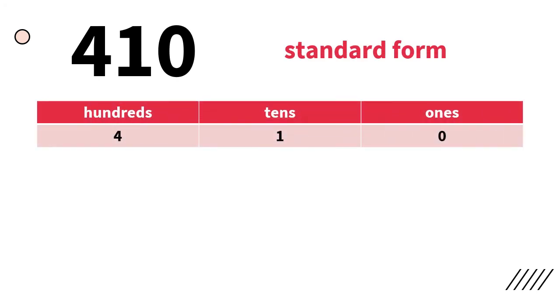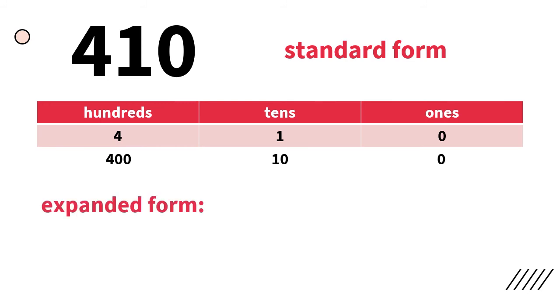Here's another digit with a 0, 410. Remember, this is standard form. So when I put this number in my place value chart, I put 4 in the hundreds column, 1 in the tens column, and 0 in the ones column. So remember, 4 in the hundreds column would be 400. 1 in the tens column would be 10. And 0 in the ones column would equal 0.